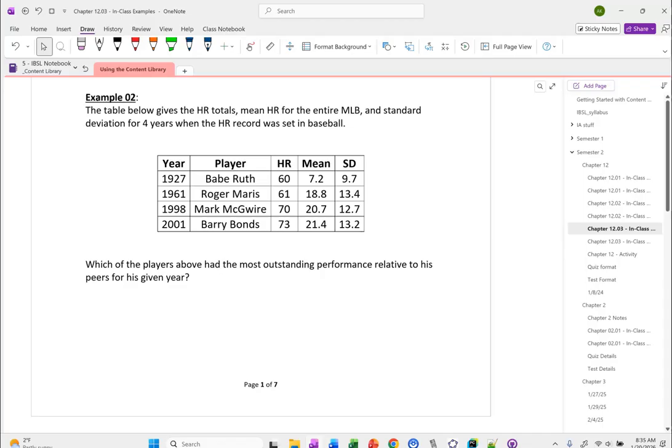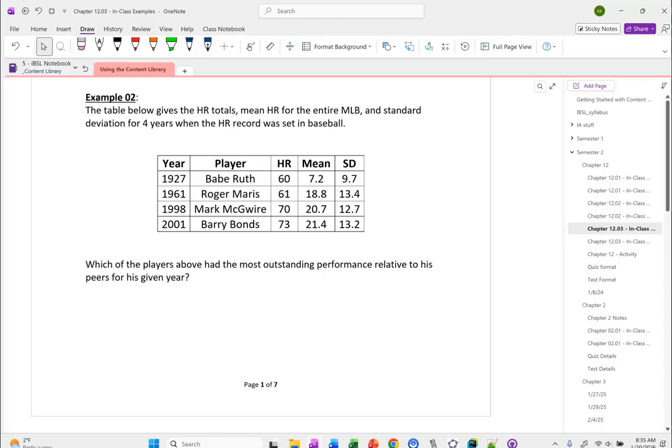Maren? The one that's more standard deviations above the mean. So you'll compute a z-score for each player. You'll take their home run total minus the mean number of home runs, divide by the standard deviation, and convert each of these home run totals into a z-score. Then, using that z-score, we're going to look for the biggest z-score, which tells you that they were the most standard deviations above the mean.